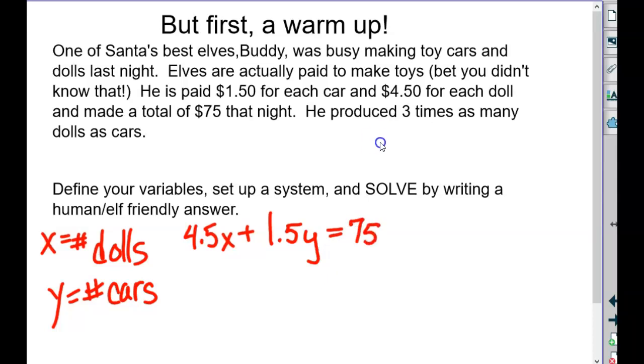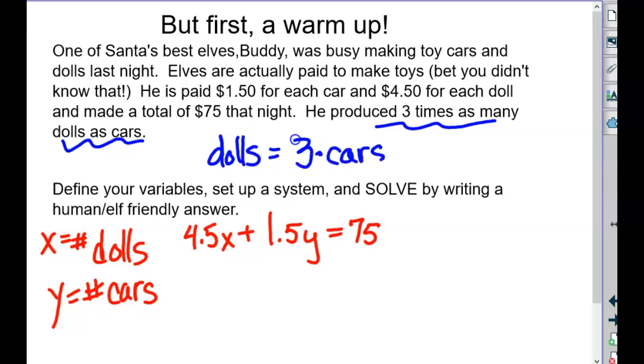Then we have this weird sentence, 3 times as many dolls as cars. So dolls is more. So we're going to do 3 times the cars to get the dolls so that they're equal. Does that work for everybody? He produced 3 times as many dolls, so 3 times the number of cars gave him the number of dolls. We good? So that would be X equals 3Y. How can we set that up so that it'll fit in our matrix?